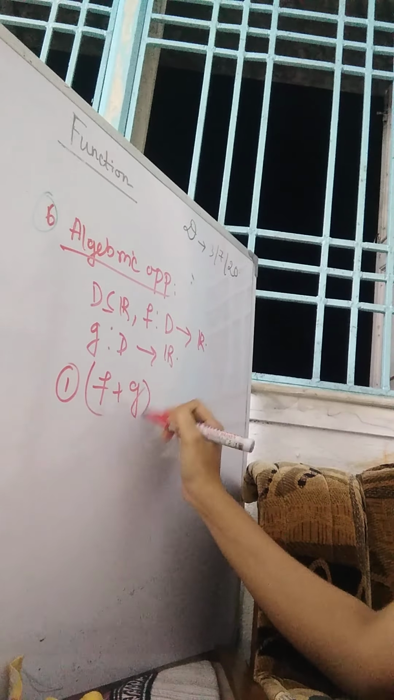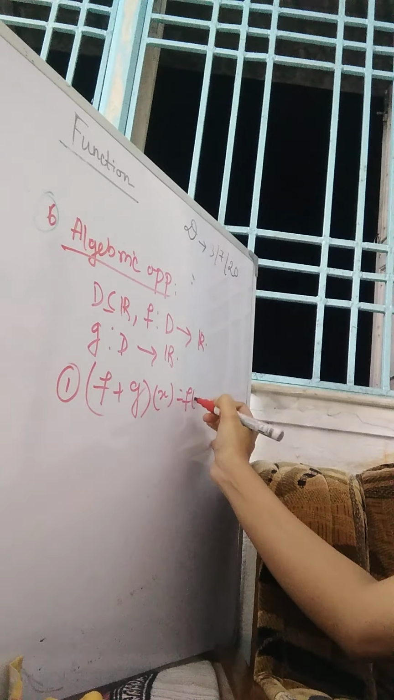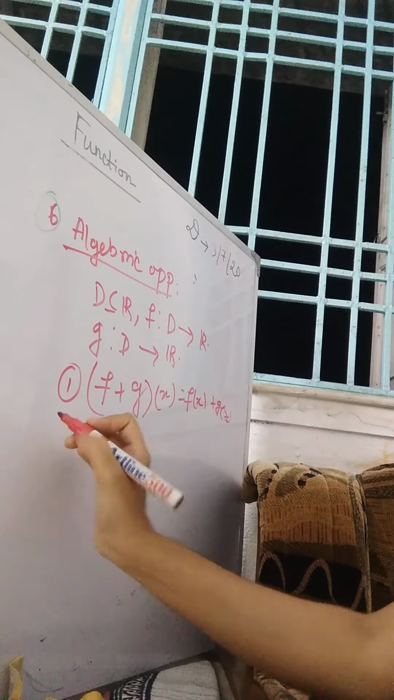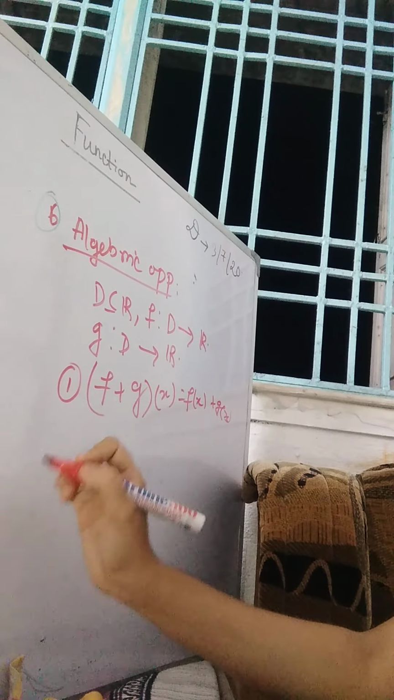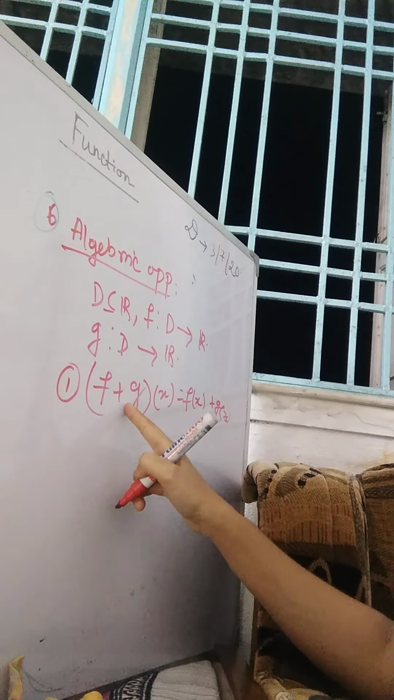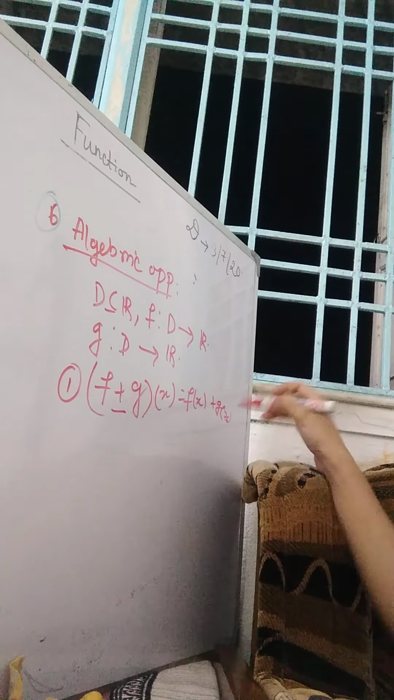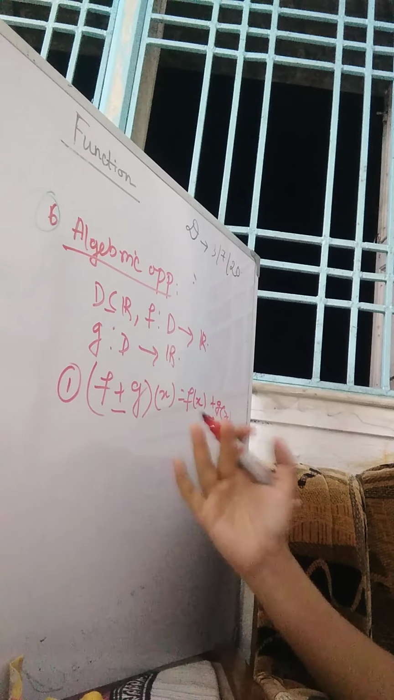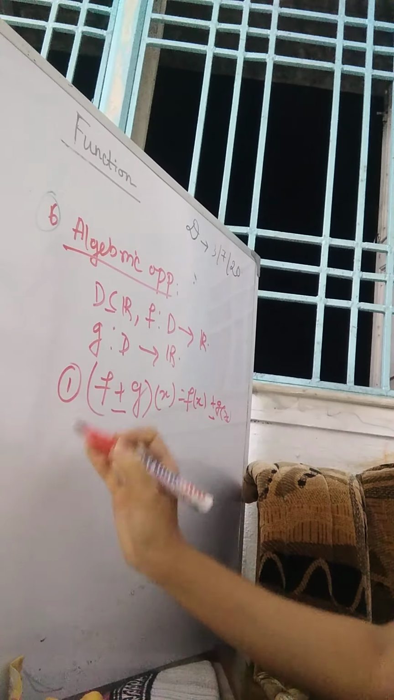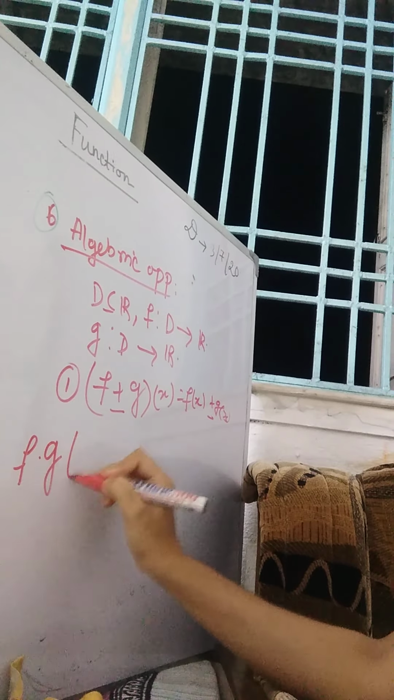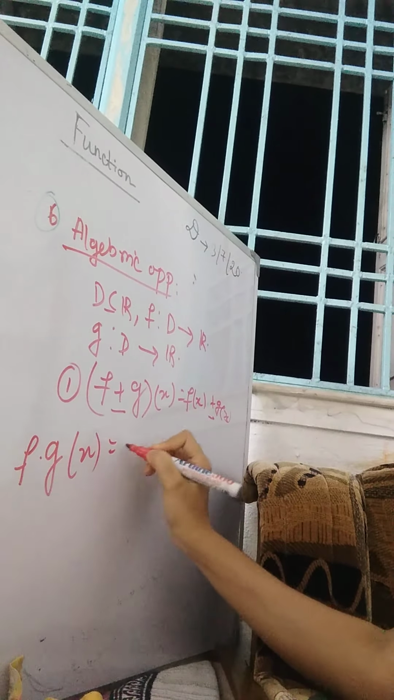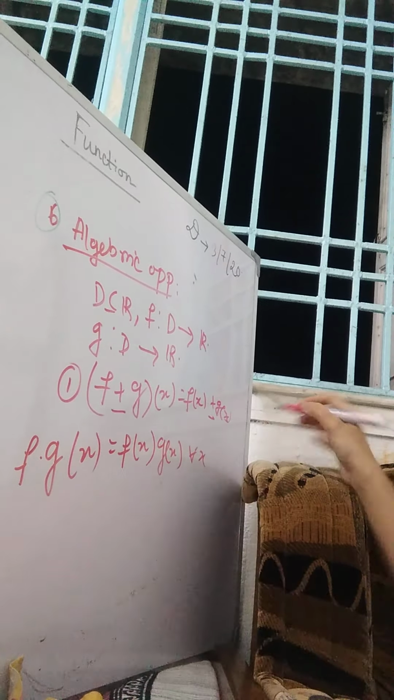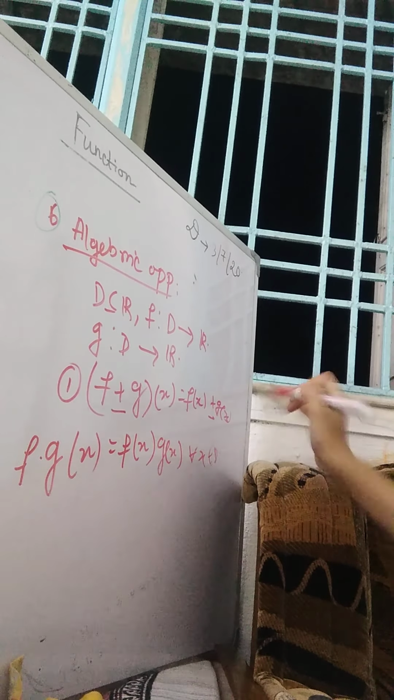(f plus g)(x), we already know, is f of x plus g of x. The second property is the subtraction property, f minus g, where (f minus g)(x) equals f of x minus g of x. This is the summation function, and this is the subtraction of the functions. The product of the functions, (f dot g)(x), is f of x into g of x, for all x belonging to D.